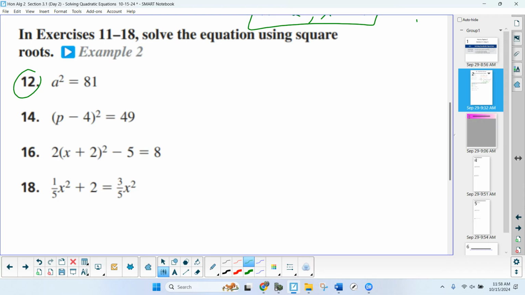All right, on problem number 12, the first thing you're going to do is isolate the a squared. Landon, is the a squared isolated? Is it a squared all by itself? Yeah. Okay, then how do you undo a squared? Square root. Square root both sides. Now be careful. What could a be, Landon? Plus or minus 9. Plus or minus 9. Okay, do number 18.